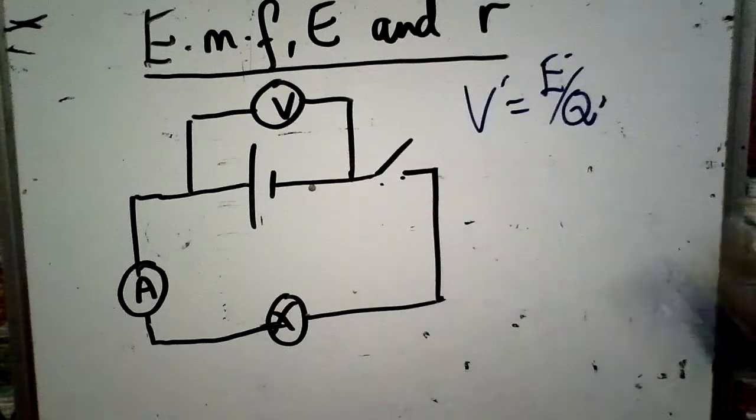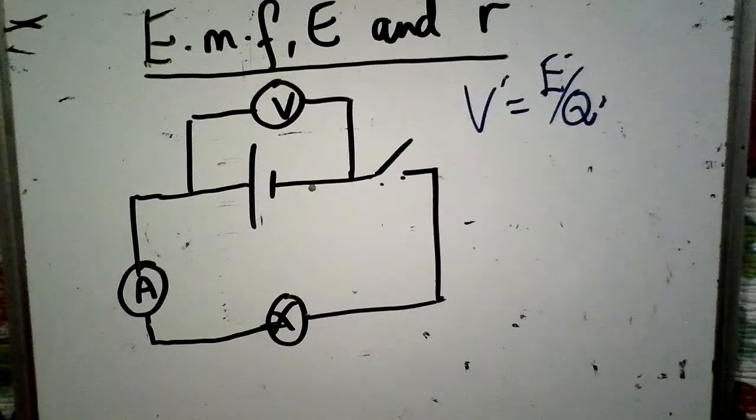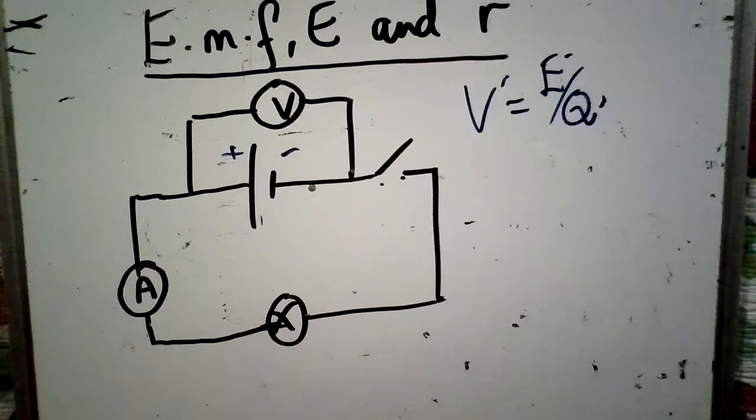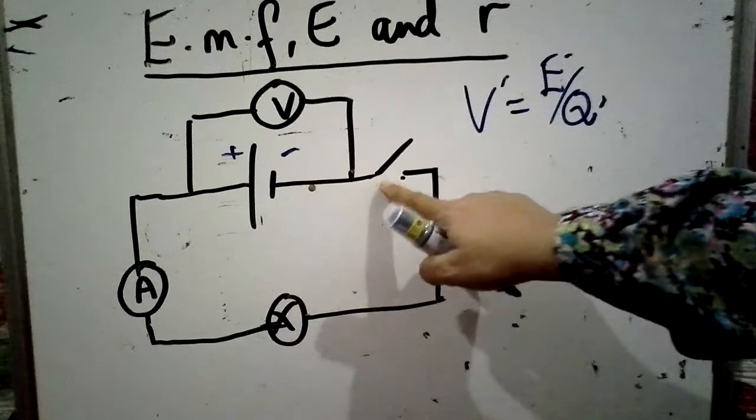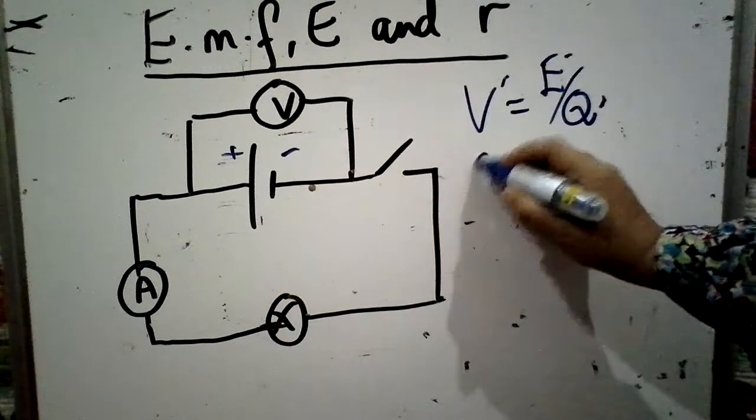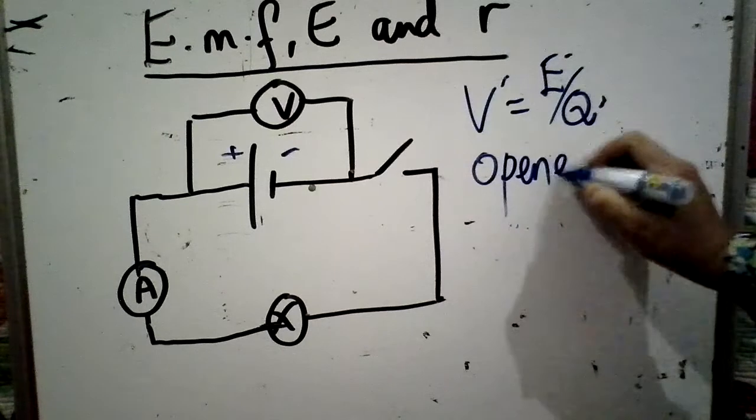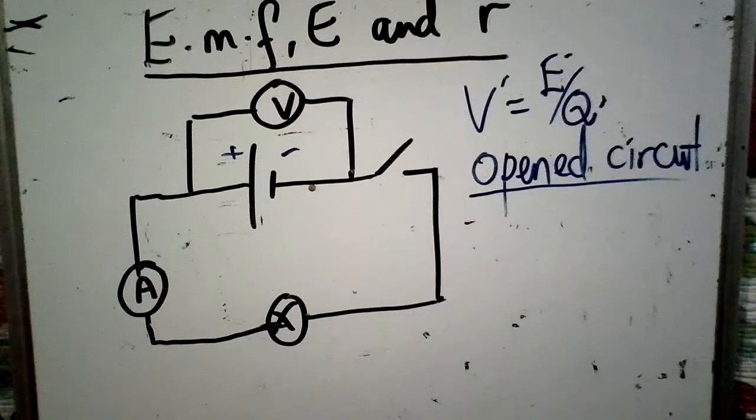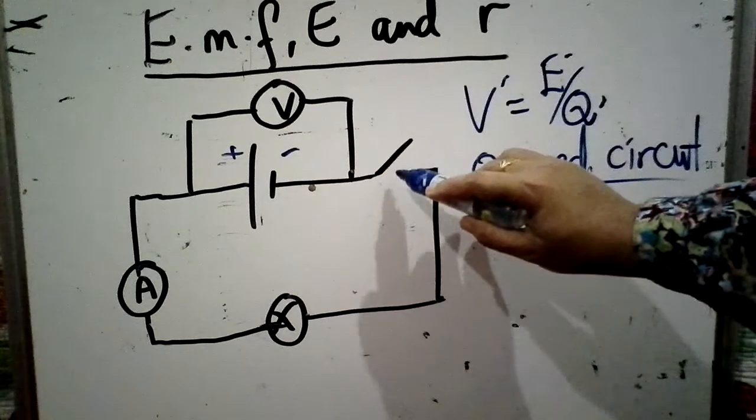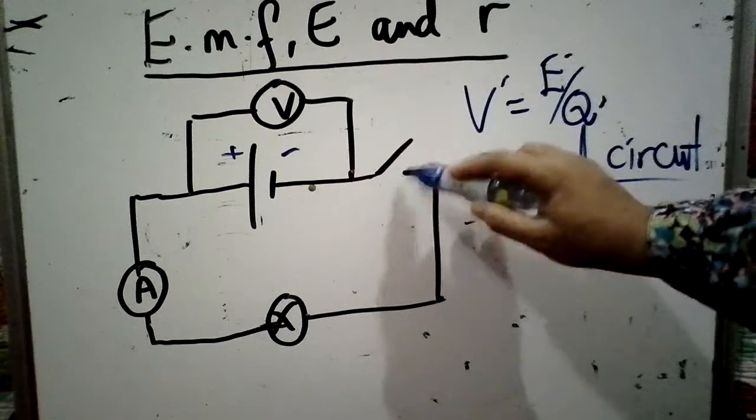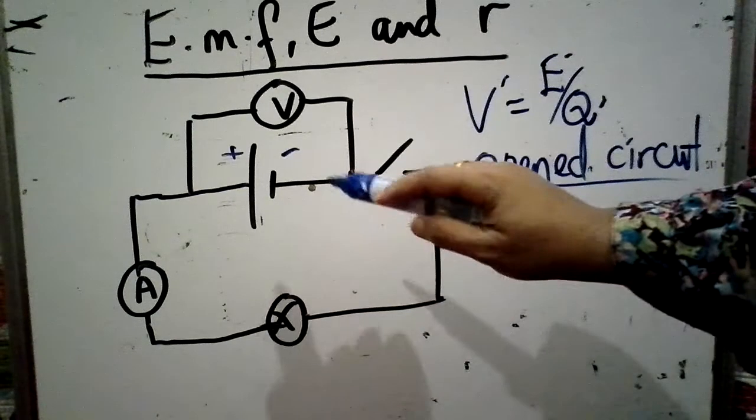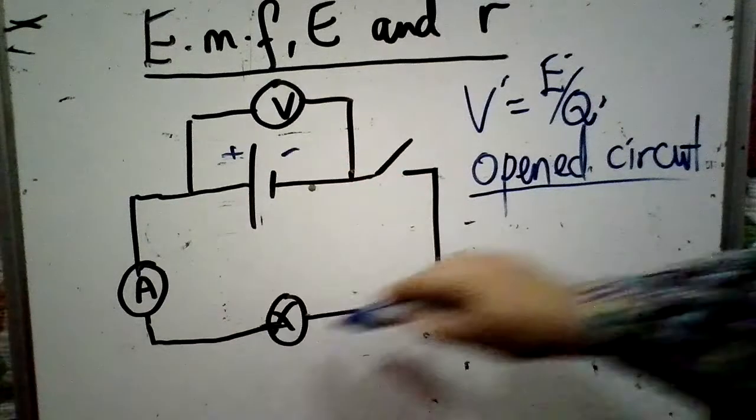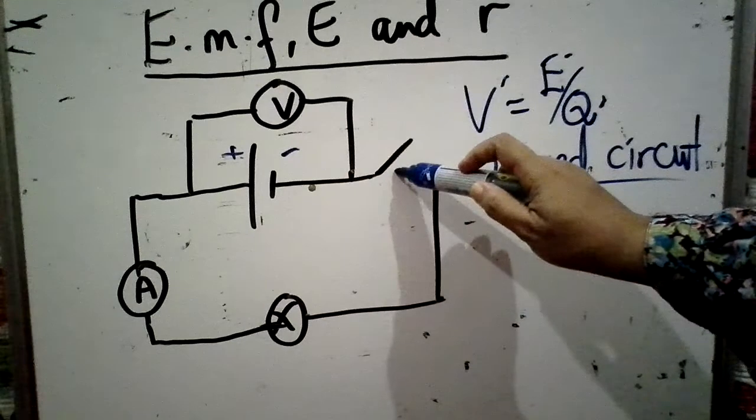So look at this circuit. For this circuit, we have a battery. This is the positive terminal, this is the negative terminal. Let's say we let the switch open. So when the switch is open, we call it an open circuit. Why do we call it open circuit? As you can see, when the switch is open, the circuit is broken here, meaning the current cannot flow. You still remember current will flow from high potential, positive, to negative. So the circuit is broken.